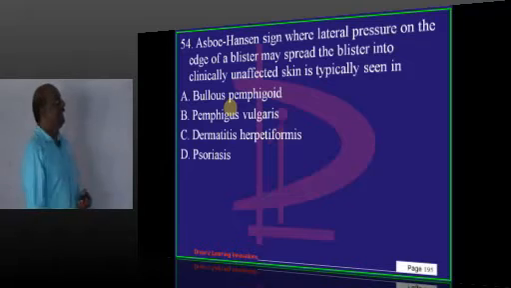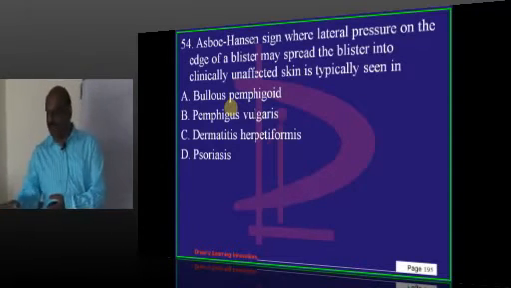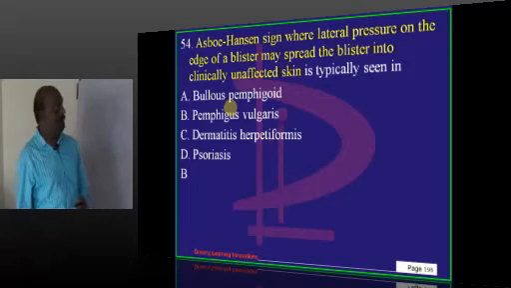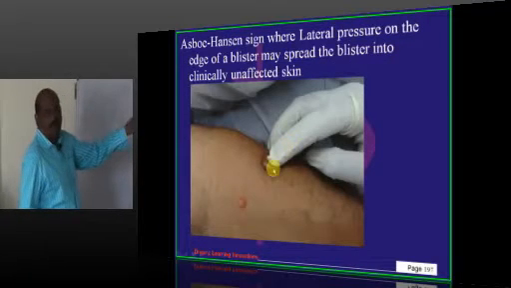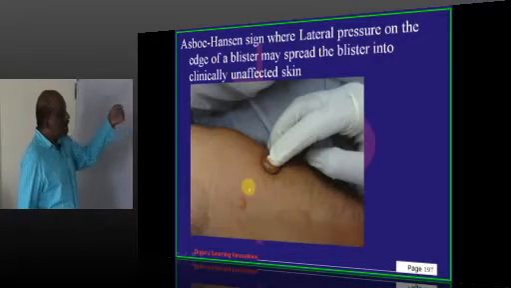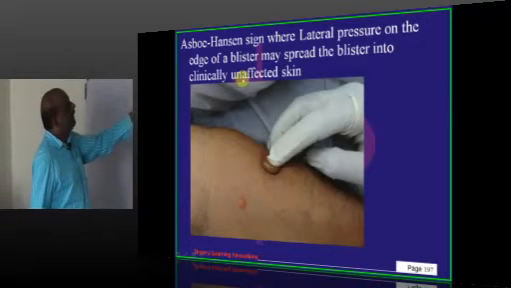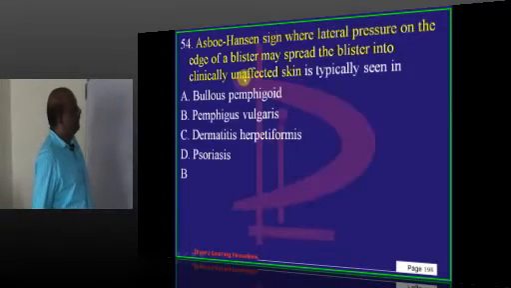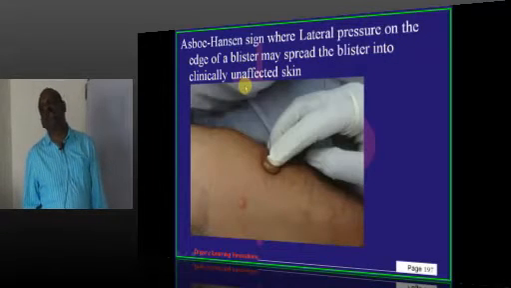Asboe-Hansen sign. Where lateral pressure on the edge of the blister, if you apply, the blister becomes spread into the unaffected area. I will show you. Whenever you apply lateral pressure, the blister becomes spread into the adjacent unaffected area. That is a very important sign which is typically seen in pemphigus vulgaris, is what you need to remember.